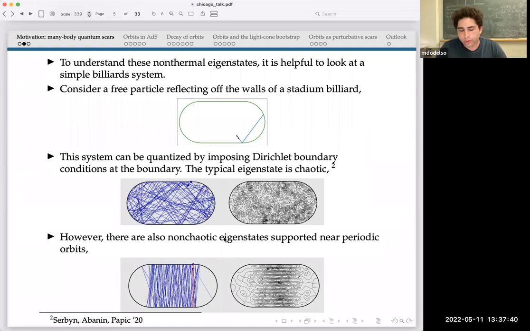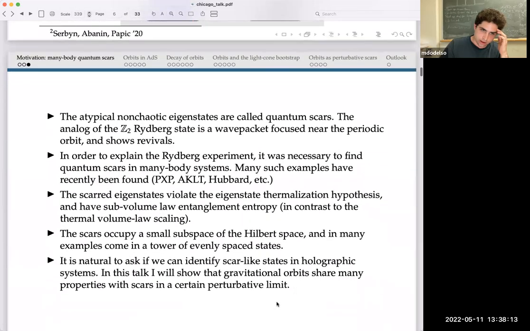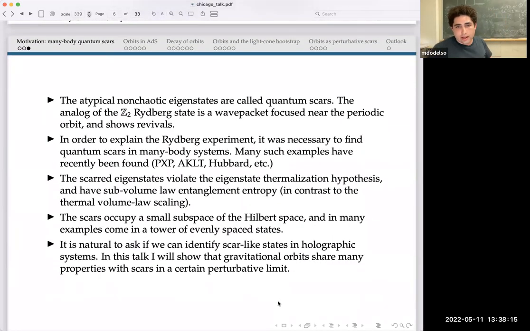However, as I said before, there are also periodic bouncing orbits that just bounce up and down, and an orbit that starts out close to that periodic orbit is going to stay almost periodic for a long time. In the quantum theory, the statement is that there are non-chaotic eigenstates that don't look like a random superposition of plane waves. They look like they're supported mainly in the center. So that's the right-hand side. So these are very atypical eigenstates, and they're called quantum scars.